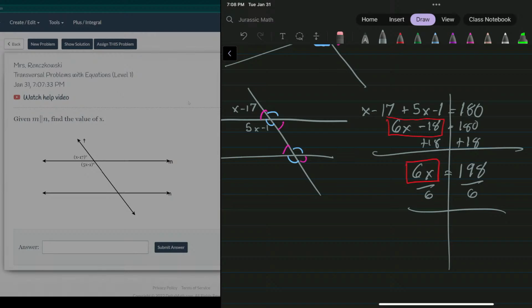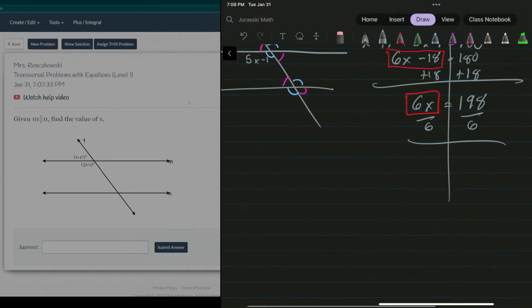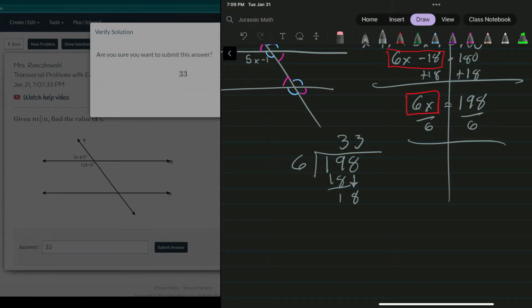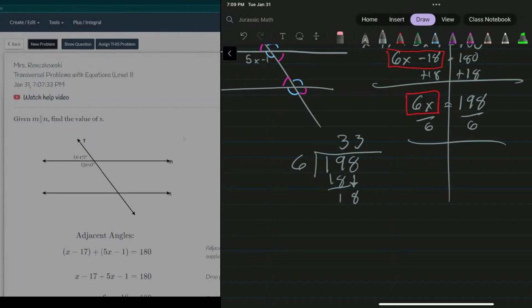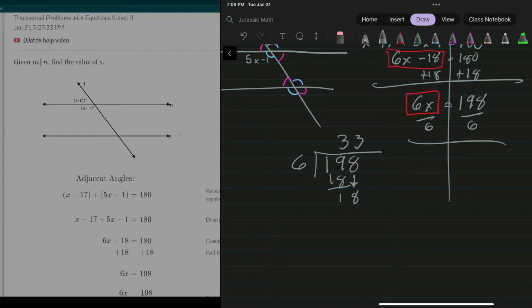So I do not know 198 divided by 6, so I'm just going to go 198, long division, 6. 6 goes into 19 3 times. So another 18, so 33. X is going to be 33. And there we go. All right.